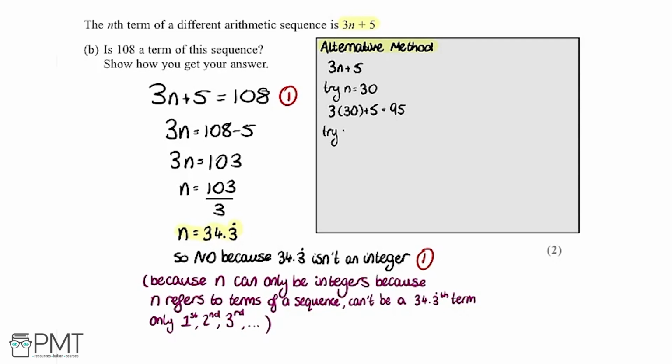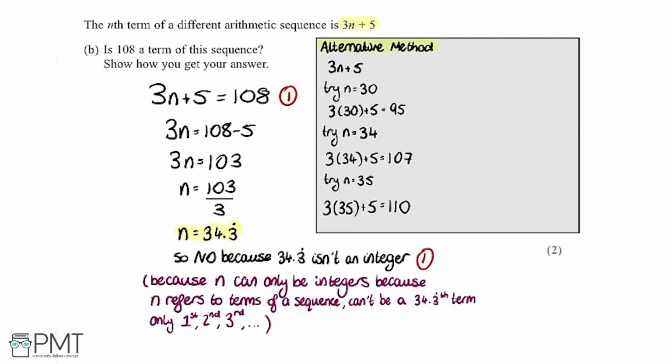So I'm going to try n equals 34. To get 3 multiplied by 34 plus 5 equals 107. Okay, so we've got 107 as our 34th term. So it's going to be impossible to get 108. But just to show that definitely, we're going to try the next term. So if the 34th term is 107, we're going to do the 35th term. It's going to do 3 multiplied by 35 plus 5, and that gives us 110.